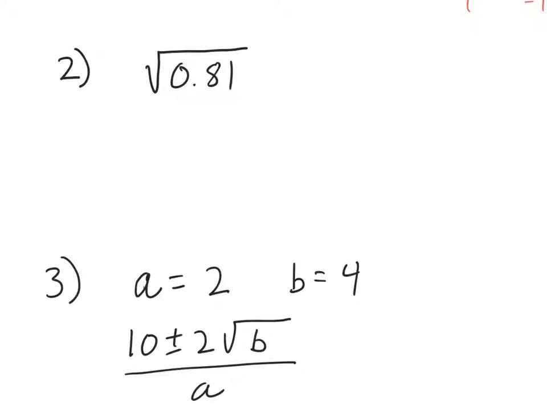On number 2, it's asking us to evaluate the square root of 0.81. So one way we can do this is think of it as just 81. So the square root of 81 is 9. So the square root of 0.81 is equal to 0.9.